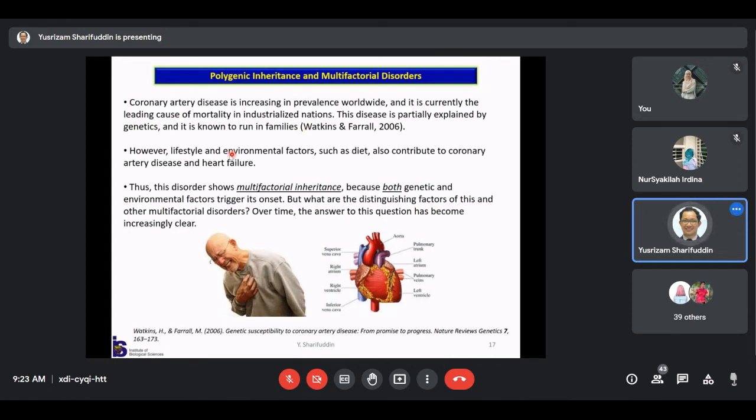So let's look at the example. Coronary artery disease is increasing in prevalence worldwide. We know that, it has always been like that. Currently it is the leading cause of mortality in industrialized nations, and is also becoming so in developing countries. So the disease is partially explained by genetics, and it is known to run in families. So this is something very serious. Sometimes we don't know what it is.